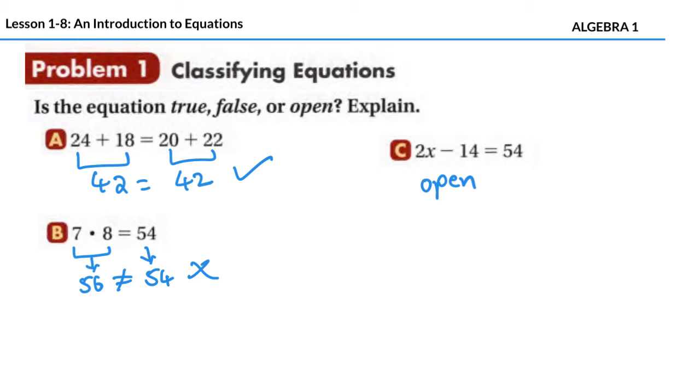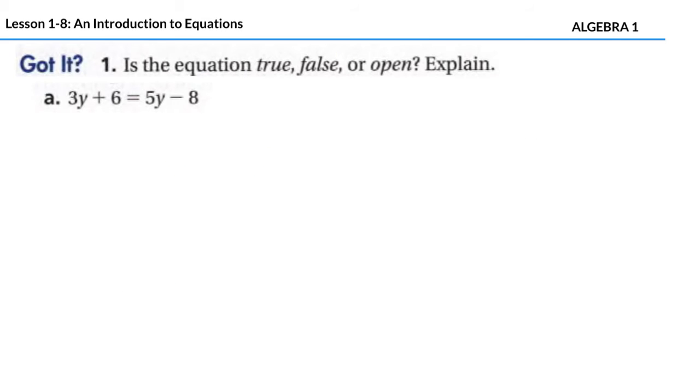So you can pause the video, try these examples on your own, and then hit the play button to see where you land up. So let's see whether you got it or not. Is the equation true, false, or open? Explain. 3y plus 6 is equal to 5y minus 8. Now this is an open equation because it has a variable in it. That's great. Did you answer that? It's an open sentence.